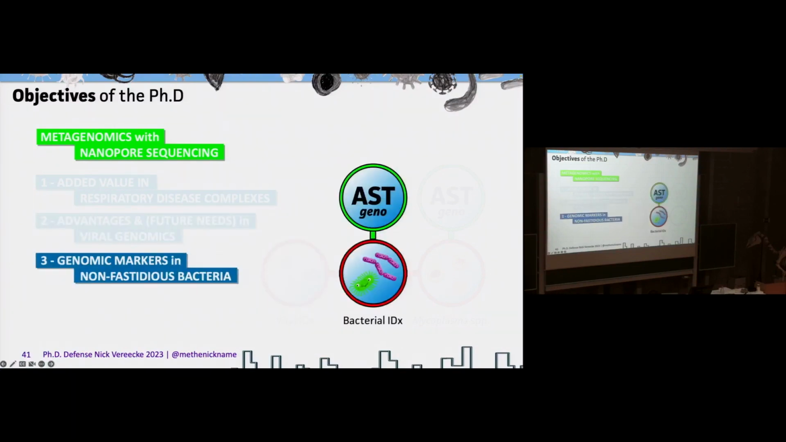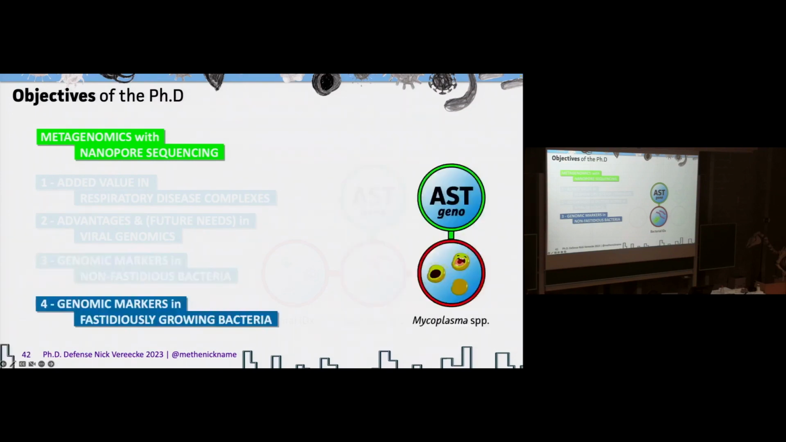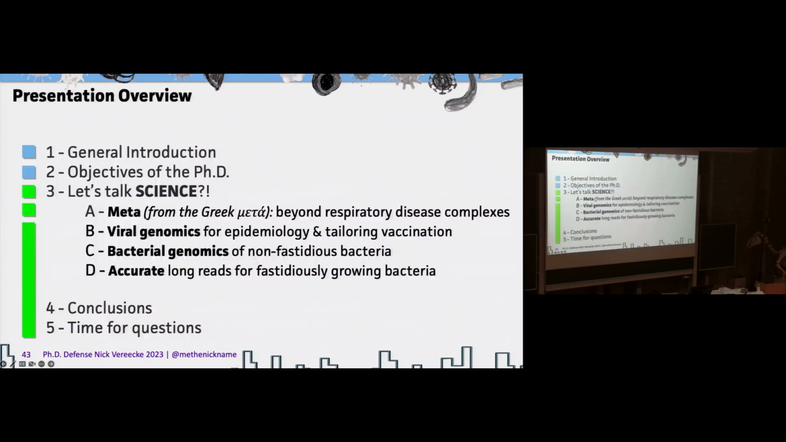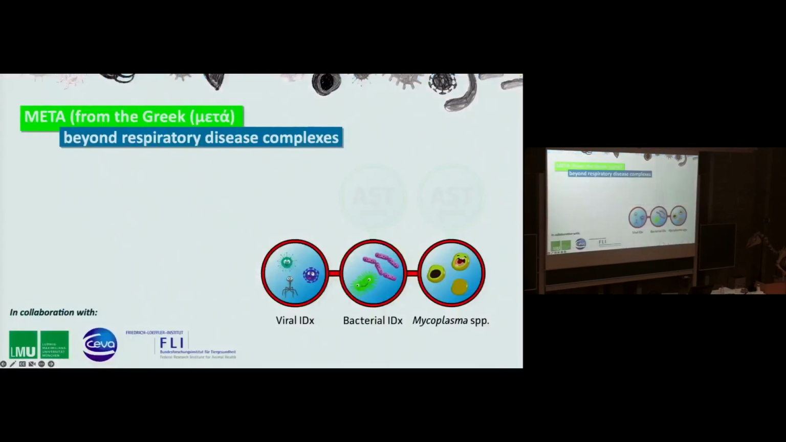The third part is the genomic markers in non-fastidious bacteria. What is non-fastidious bacteria? The ones that are easily growing, so the ones that we can get the result from in 24 hours. And then the last one, maybe the most difficult one, is getting the same information from difficult bacteria. So let's think about the mycoplasma that I talked about. It's very difficult to get information from those. So let's talk about science now.